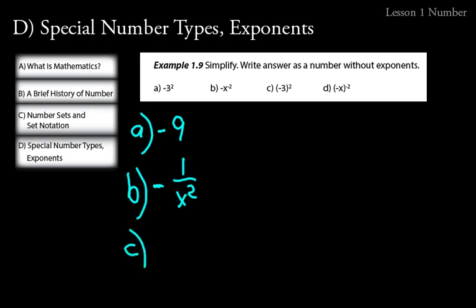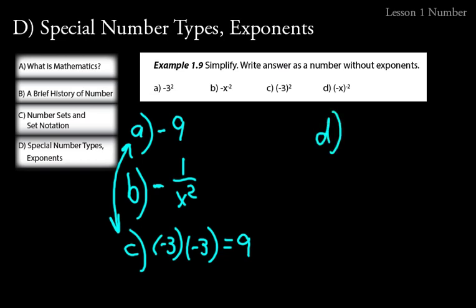C, that's minus 3 times minus 3. That's what that means. When that negative is in parentheses, if it's squared, that means we do it twice. If it's cubed, we do it 3 times, and so on. So that would be a positive 9. Notice the difference between A and C. And then D, there we can just simplify that to 1 over, again, watch those parentheses, minus x squared. So there we have a minus x times a minus x, which we could just say is 1 over x squared.